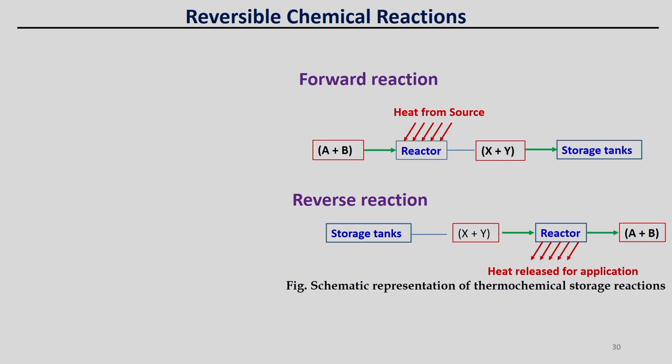So, again pictorially you can represent, like if we have two elements here in the reactant side, we will have two elements in the product side, and if we have a heat source, then we can store the energy in a tank, and in the reverse reaction the stored energy can be released and we can produce the same reactant.